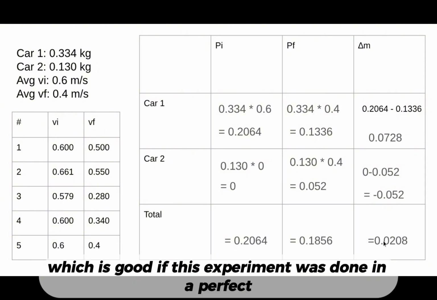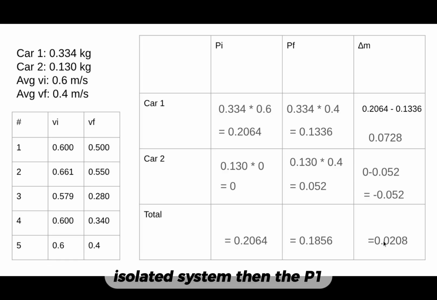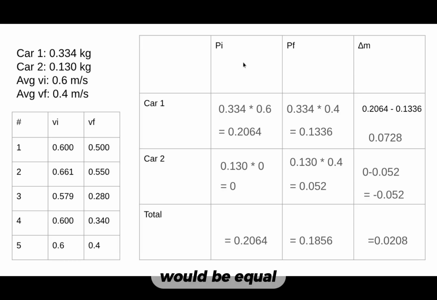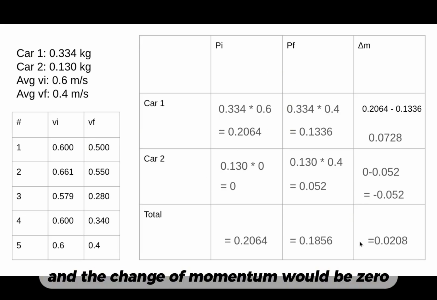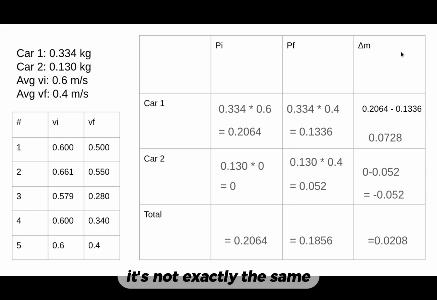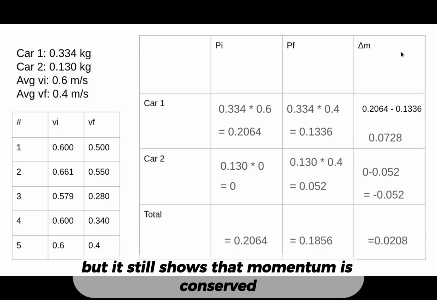If this experiment was done in a perfect isolated system, then the initial momentum and the final momentum would be equal, and the change in momentum would be 0. Since this isn't a perfect isolated system, it's not exactly the same, but it still shows that momentum is conserved.